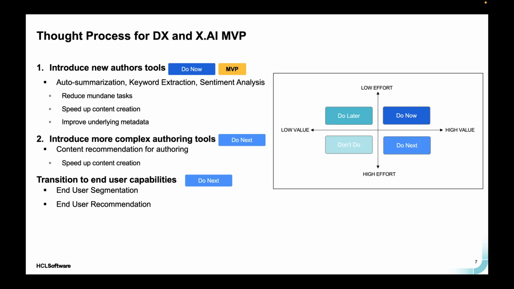And then finally, the more complex, larger scenarios around end user capabilities. And so end user segmentation, end user recommendation. And so that was the real thought process around what do we start with to prove value, and then what do we do next in expanding complexity and difficulty from an ML perspective?